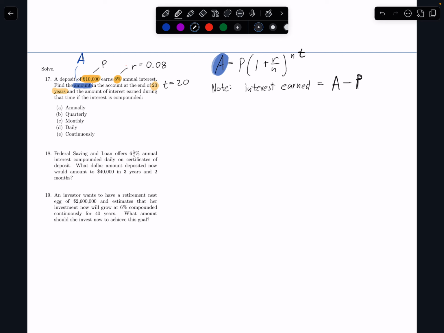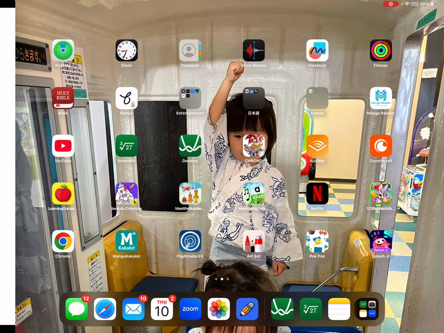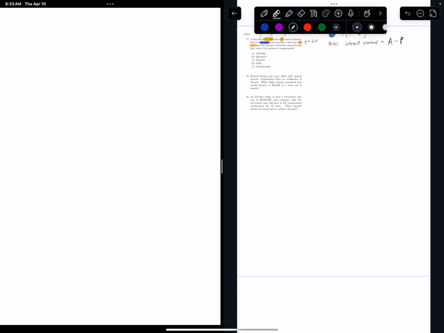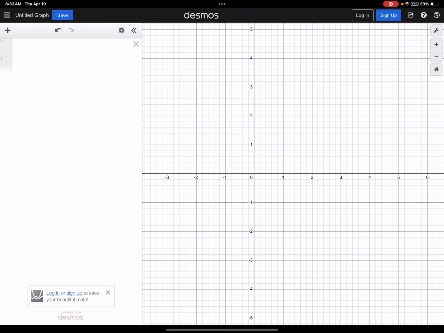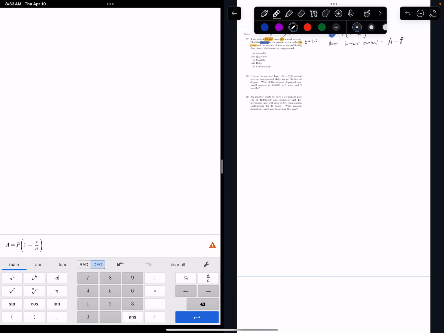And for this, I'm going to bust out my calculator. See if I can do split view here. Oops. Okay, here we go. Oh, wrong one, sorry. Oh, there it is.